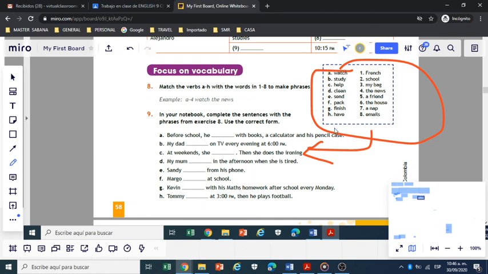I'm going to help you with the first. Before school, he pack. This is third person singular, don't forget the S. He packs with books, calculator, and his pencil case. Okay?